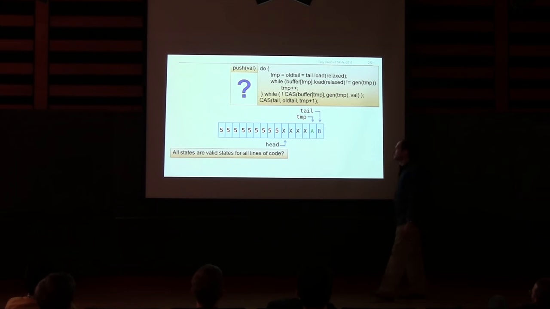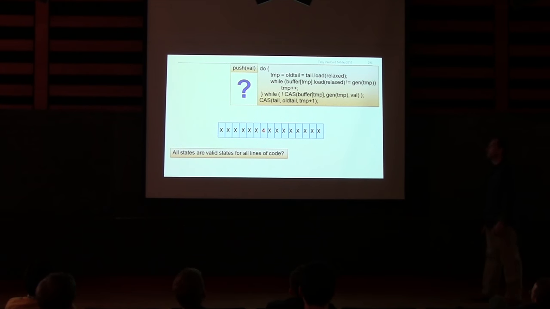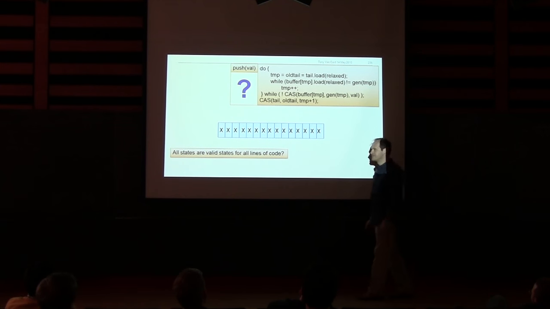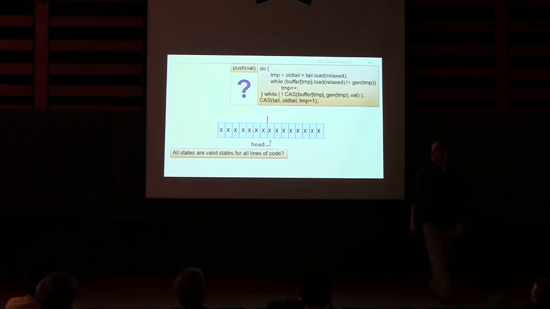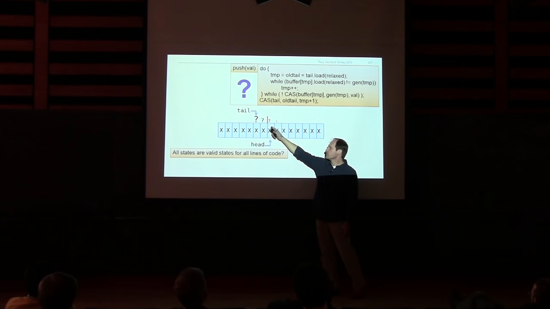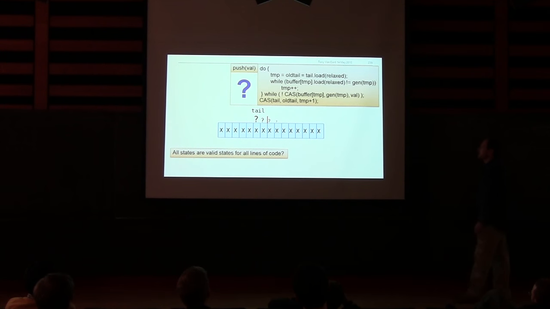Are all states valid for all lines of code? Is this okay? What about this state? Our queue is almost full. What about this state? Our queue is full. I said that you could just look at the diagram and see where head and tail are. Not quite. You can't see where head and tail are. Maybe it's right there. There's head, and tail is maybe hanging around here somewhere because it's off. And maybe tail is actually in the right spot, but basically the queue is so full that the next free spot will be here once it becomes available, but the queue is full. So we need to do something about that.